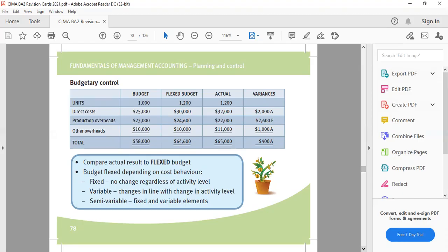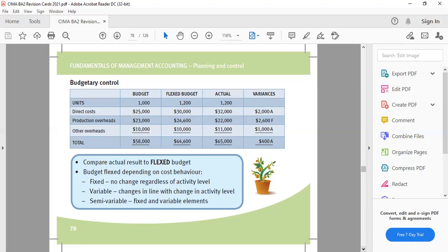So for that reason, flexible budgets are prepared. So what are flexible budgets? Multiple anticipated activity levels for which budgets are prepared and included, we call that a flexible budget. Only one period or one activity level for which the budget is prepared, we call that a fixed budget. But multiple activity levels for which budgets are prepared and included, we call that a flexible budget.